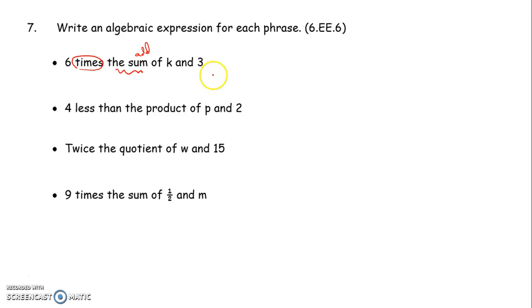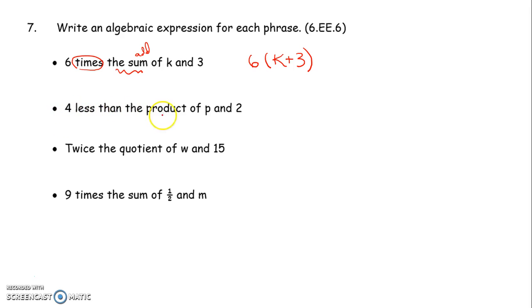So it's the sum of k and 3. So you want to take k and add 3. Then you have 6 times that entire sum. So that's going to be 6. And how do we show in mathematics that we're going to multiply by this entire sum? We put that sum in parentheses. So this translates into 6 times the sum of k and 3. So hopefully that helps. You just have to make sure if you want the sum of k and 3, you want that entire expression within parentheses, and then you can multiply 6 by it.